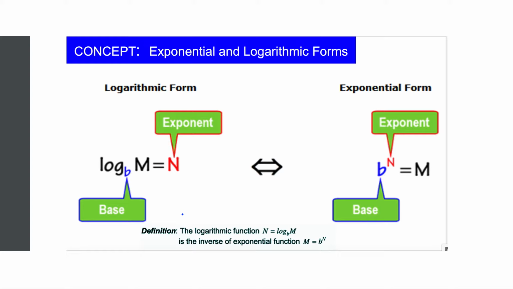So let's just read about this definition here. Definition: the logarithmic function n equals log base b of m is the inverse of the exponential function m equals b to the power n. What does it mean? The logs are inverses of the exponentials, and exponentials are inverses of logs. For this one, we're going to talk a little later in a different video.